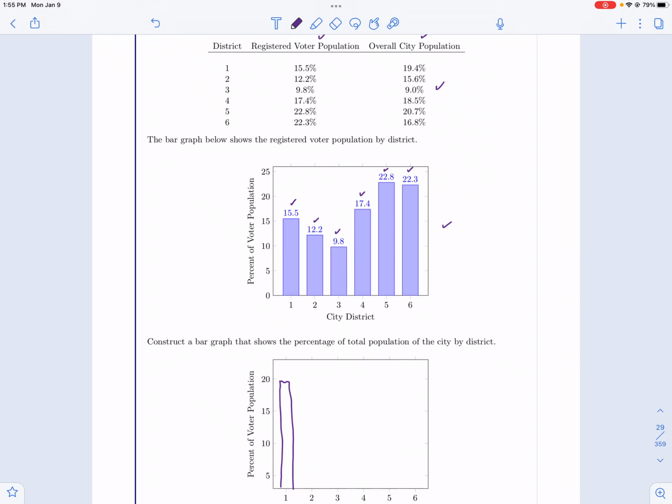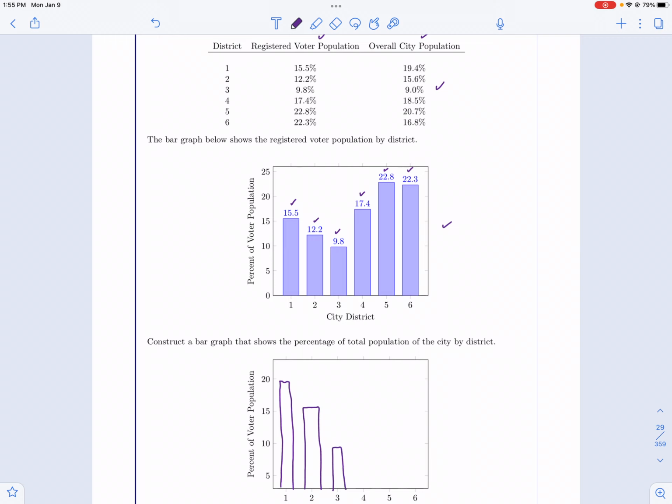Our number 2 is 15.6. Again, just make sure they're not touching. Go a little bit above 15, and again, try to center these in here. Theoretically, the rectangles should be the same width, so just pretend mine are. For 3, we've got 9, so we're going to be a shade under 10.